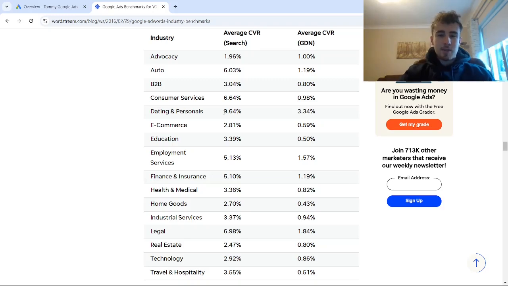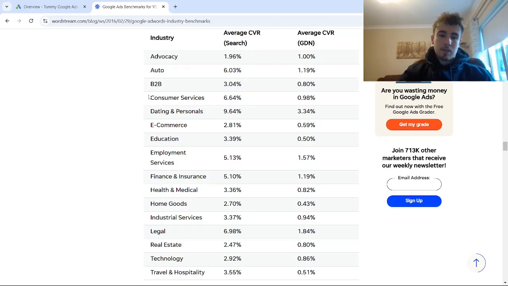You can see this for your own industry just to get an idea of what the average conversion rate is overall. For example, consumer services, which could be home services or just a lot of different services in general, is the main industry that we're working with. And we can see here that the conversion rate is about 6.64% in this case.